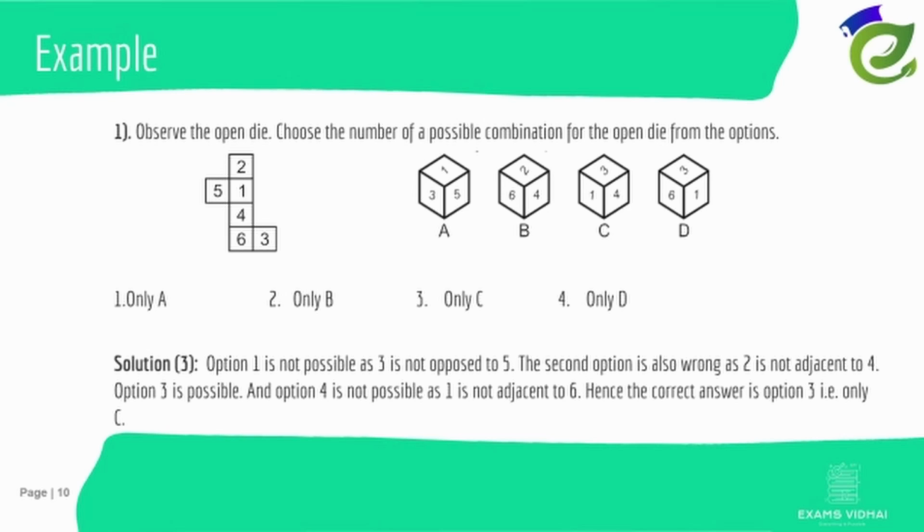Option 1 is not possible as 3 is not opposed to 5. The second option is also wrong as 2 is not adjacent to 4. Option 3 is possible and option 4 is not possible as 1 is not adjacent to 6. Hence, the correct answer is option 3, that is only C.